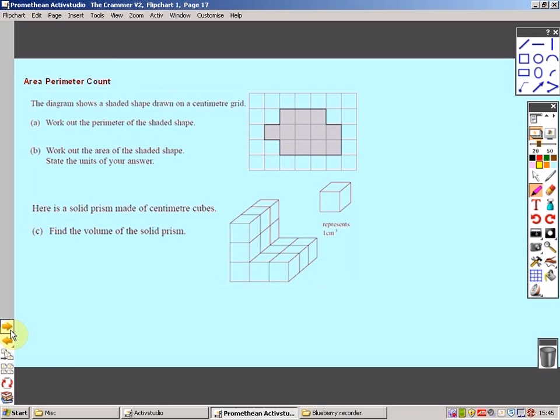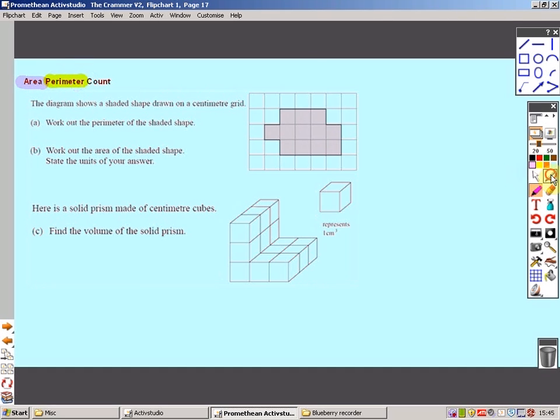Area and perimeter count. This is one of the simple questions. The reason people get this wrong is they just have not learned what the word perimeter means and what the word area means. If you bother to learn those two, this is an absolutely easy question. Area is the amount of space inside a shape. Perimeter is the distance around the outside of the shape.